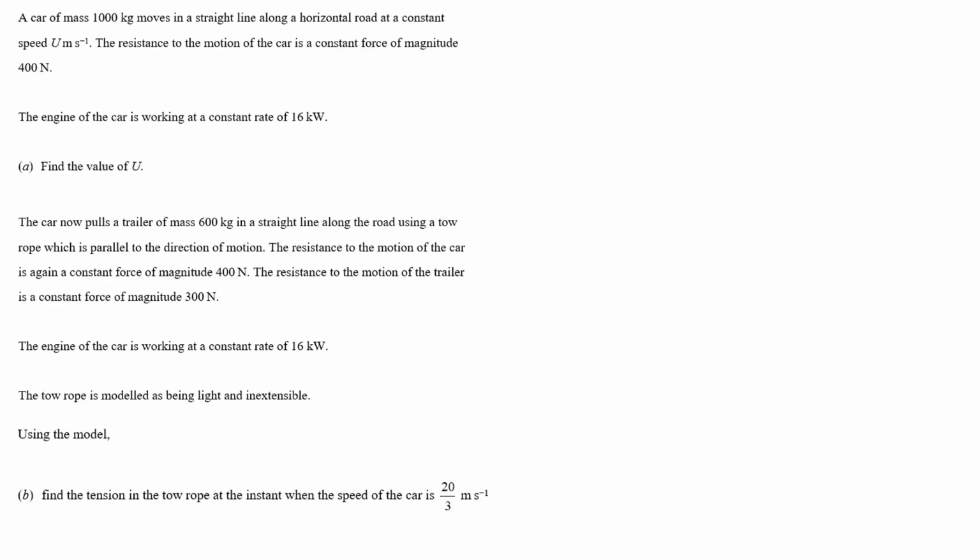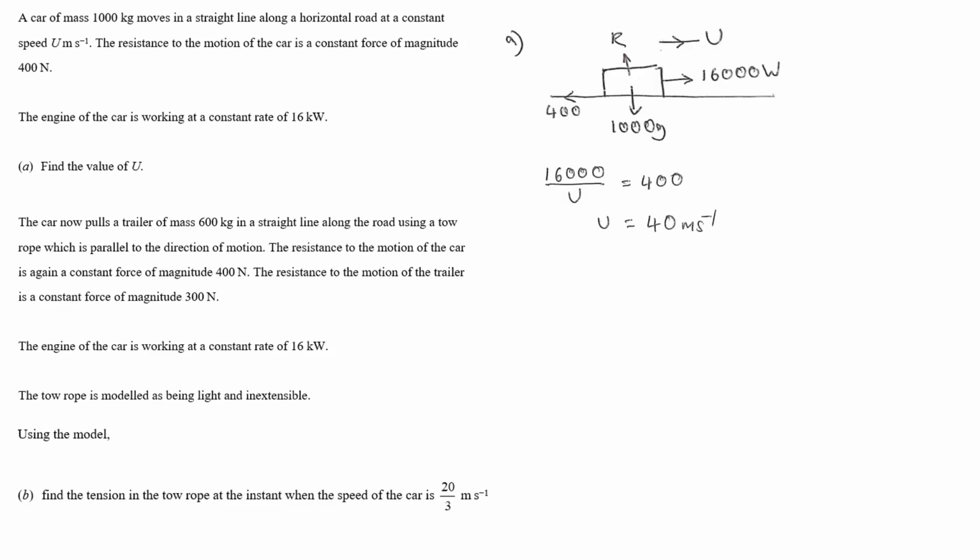Right, car of mass 1,000 kilograms, straight line road, constant force of magnitude 400. That's the resistance, and you got a power of 16 kilowatts, and we were asked to work out U. So I did the diagram with all the figures on there. So this is constant speed. So there's no acceleration. So basically, the driving force is equal to the resistive force. So I just worked out U is 40 ms to the -1.